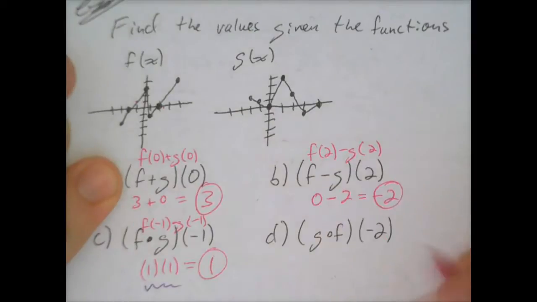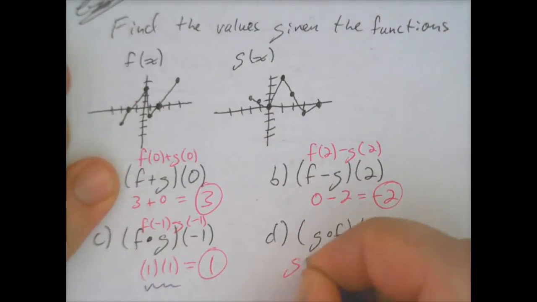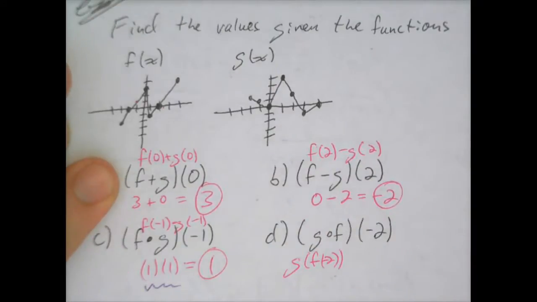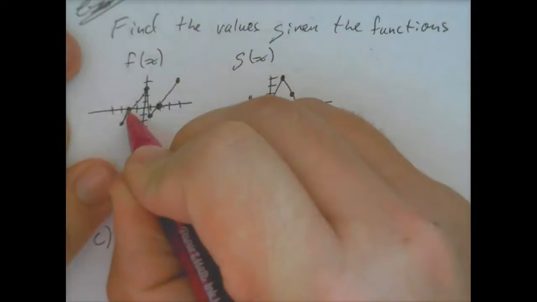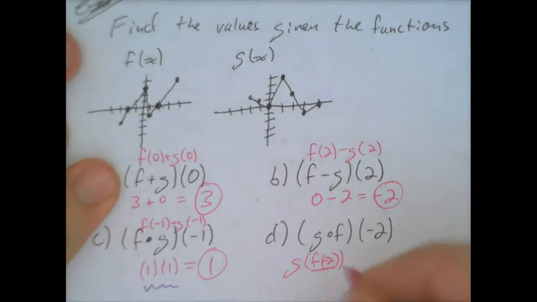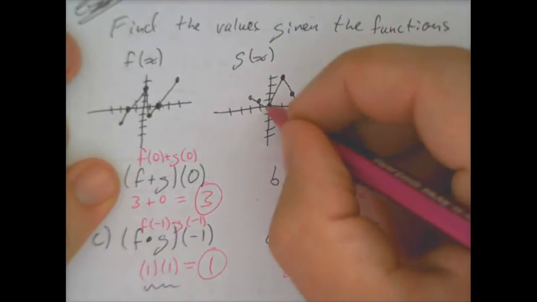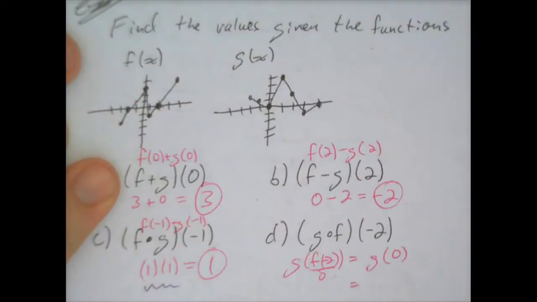And then we have g of f of negative 2. So don't forget this stands for g of f of negative 2. Okay, so first thing I'm going to do here is figure out my function value for f of negative 2. It looks like that is at 0, so I have negative 2, 0. So really this is saying g of 0, because f at negative 2 is 0. Then I go to my g function, and g of 0 is actually 0, because it's at the origin, so that whole thing is equal to 0.